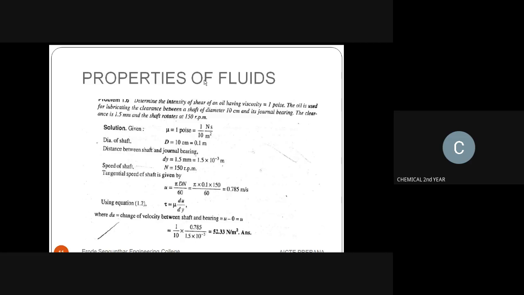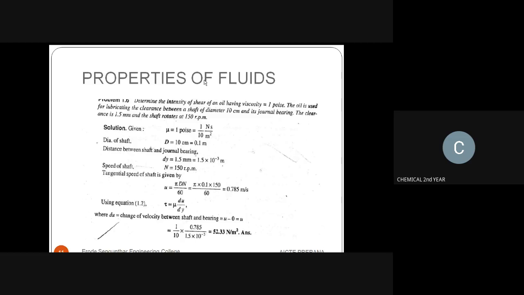So you know from Newton's law of viscosity, tau is equal to mu into du by dy, where du is the change of velocity between shaft and bearing. So u minus 0 is equal to u, that is your du. So du is 0.785. Mu you know, 1 by 10 into 0.785 divided by 1.5 into 10 to the power of minus 3. If you simplify and solve, you will get around 52.33 Newton per meter square. So this is also a very important problem where you will be asked for the shear intensity.